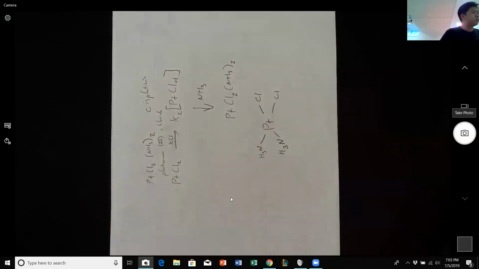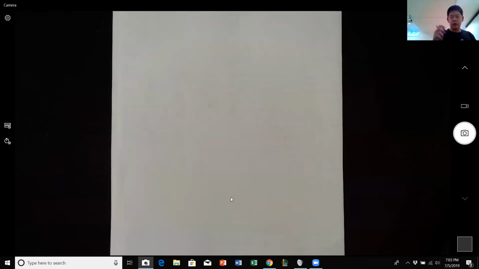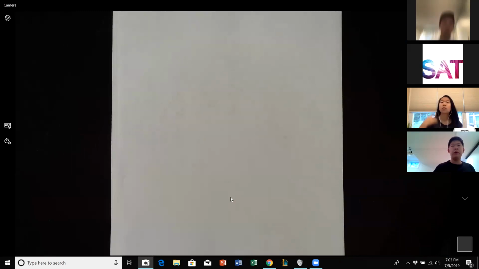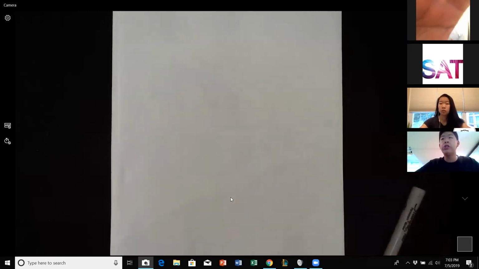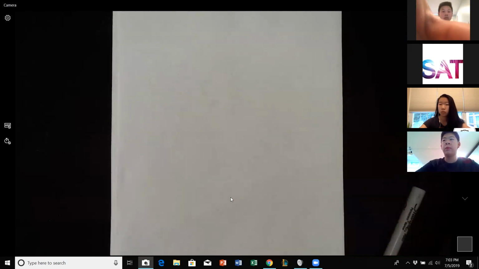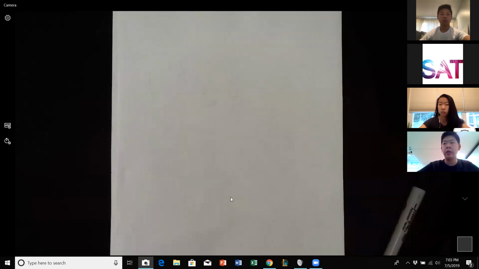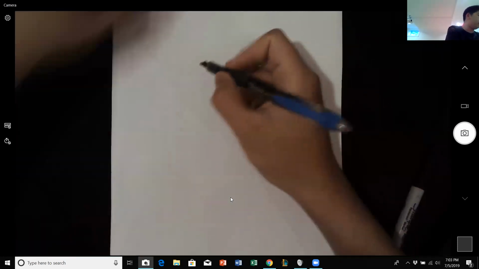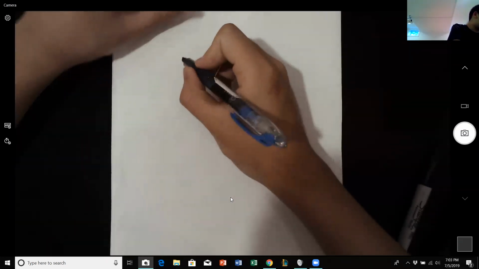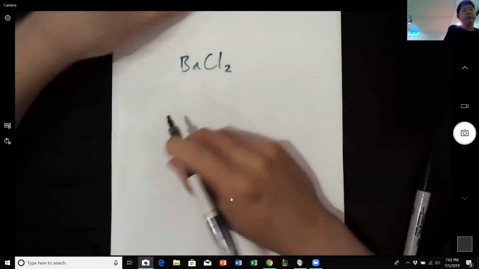The first thing I want to point out is that for the compounds that we're looking at, the charges are already all indicated. We already know the charges of all ions, and from the charges we can come up with the chemical formula. Because of that, we don't need to put prefixes in front of the cation and anion name. For example, let's look at barium chloride.